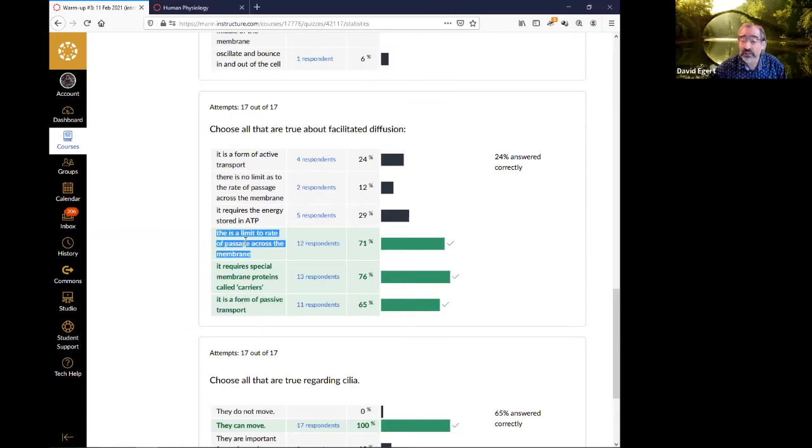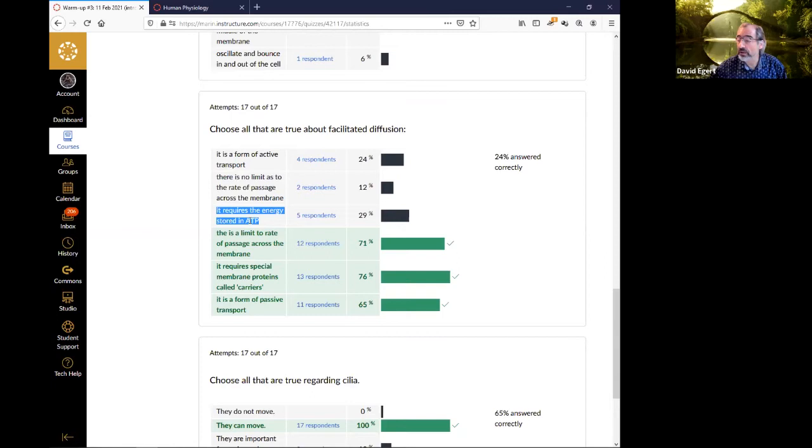The big thing that we talked about, remember I drew that picture where we saw regular diffusion versus facilitated diffusion. There's a limit to how fast stuff can move across. At some point, there's a maximum rate that things can move across using the carriers. So these three are the correct ones. It's not active. It is limited, so no limit is wrong.